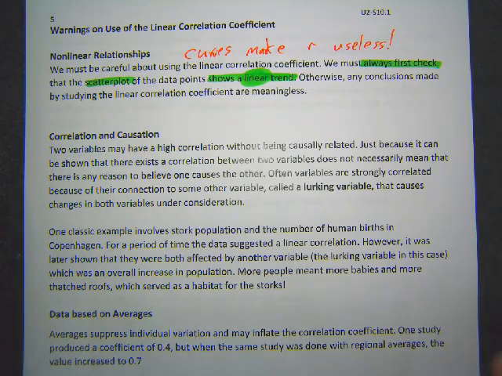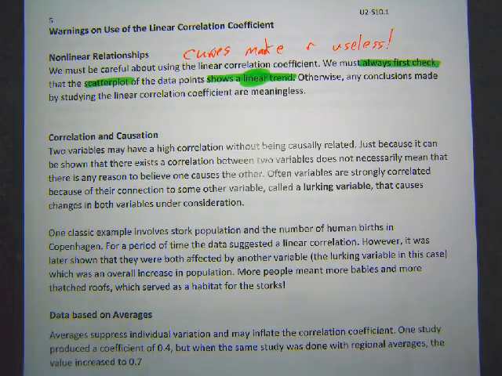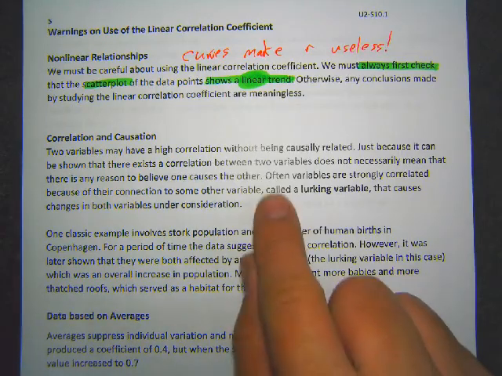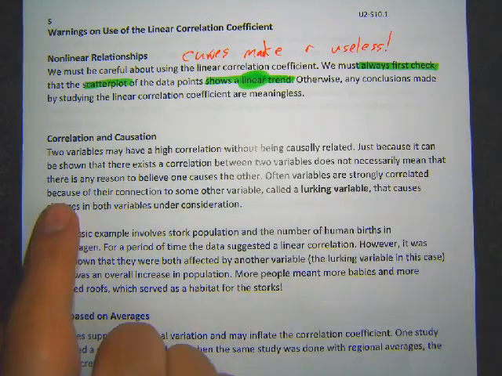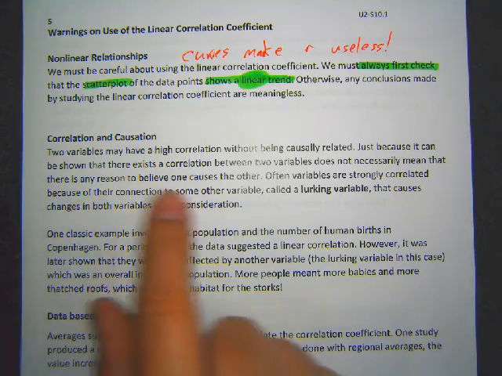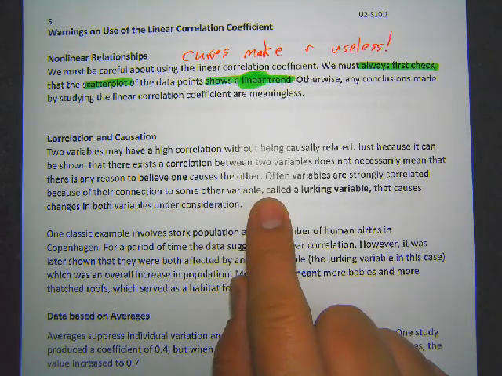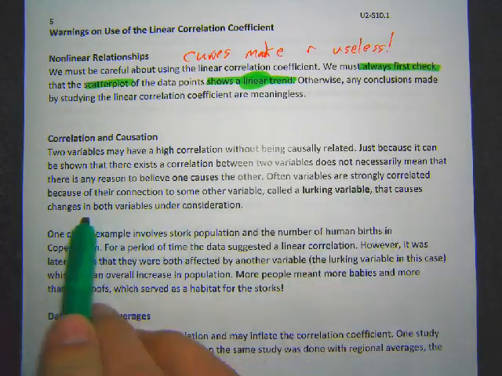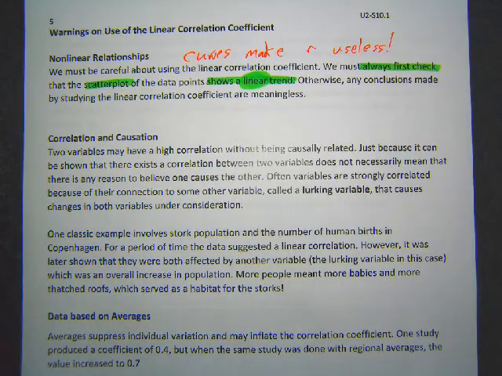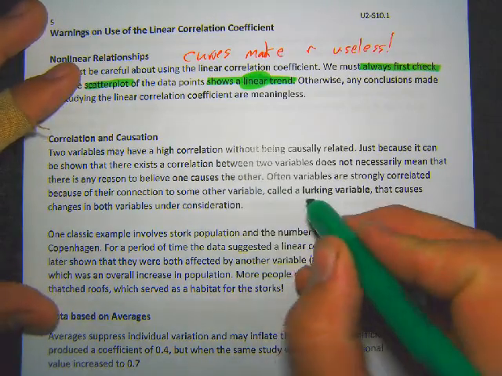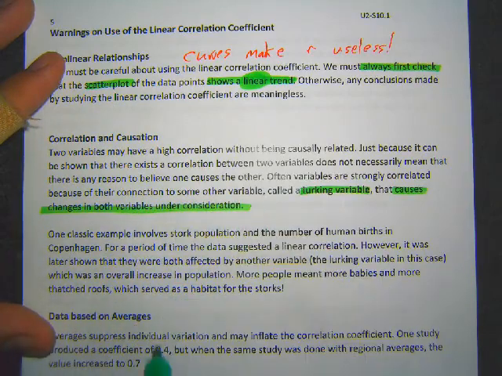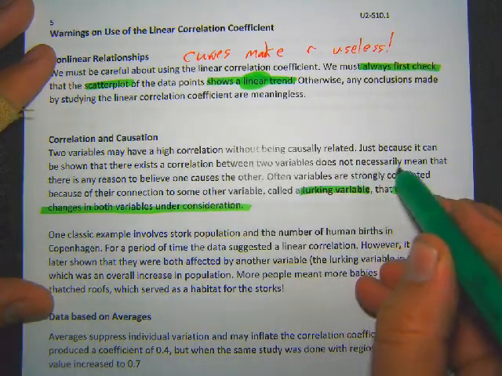One of the reasons we can't say things about causation for sure is because there could be other things going on. One of the big things that could be is a lurking variable. A lot of times there are strongly correlated connections because both variables are actually connected to some other variable. That other variable is usually called a lurking variable, and it actually causes the changes in both of the variables we're looking at, even though they don't directly cause each other. That can be what makes them look strongly correlated.